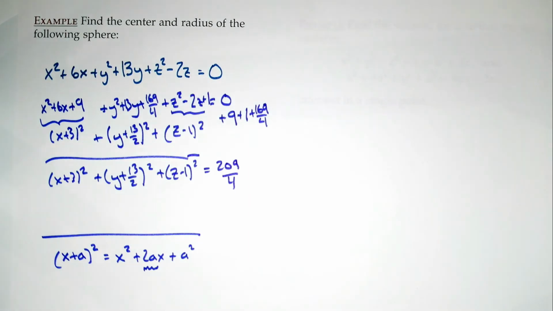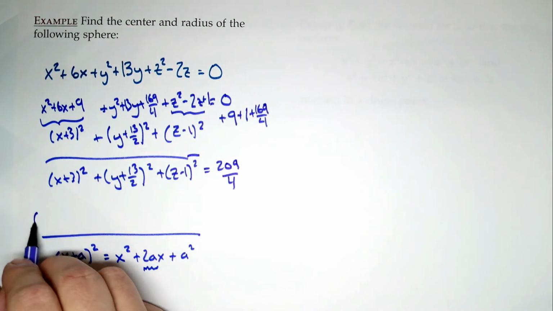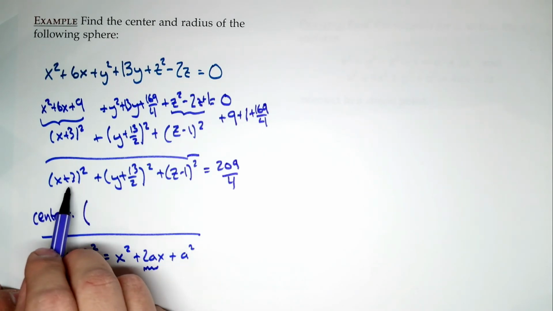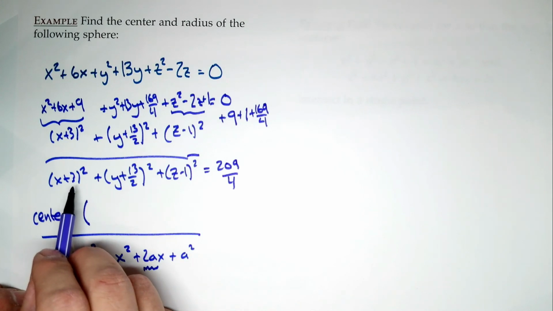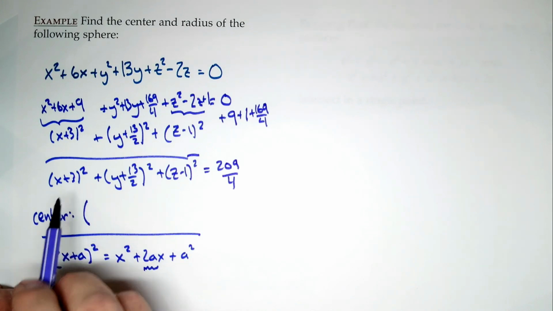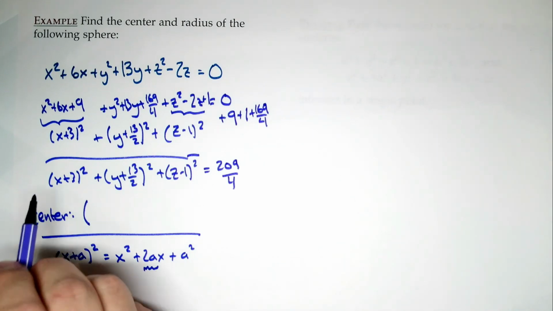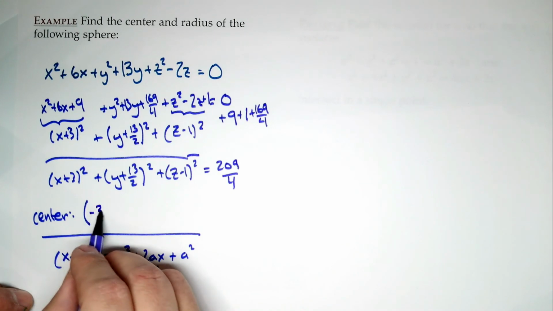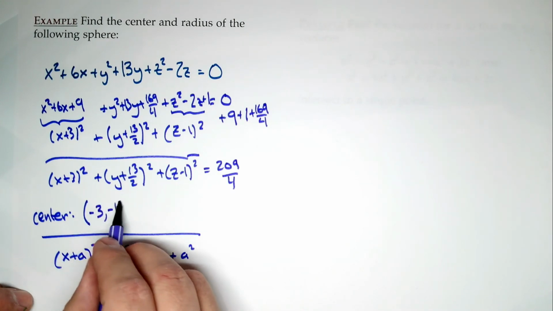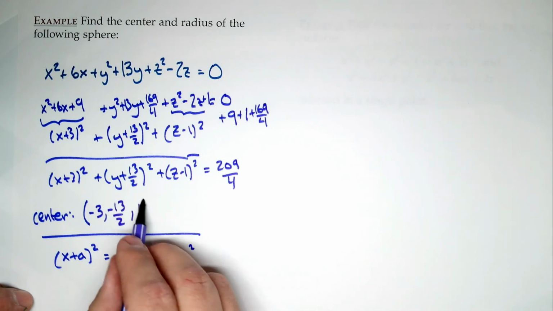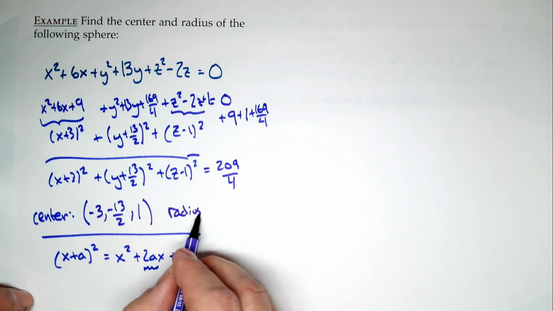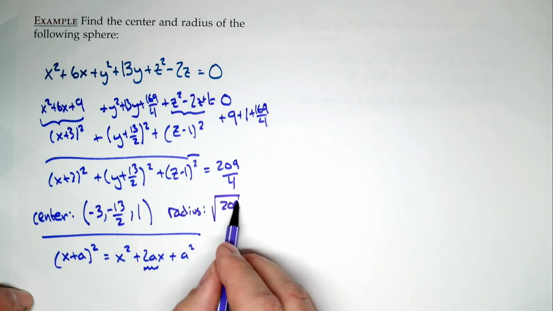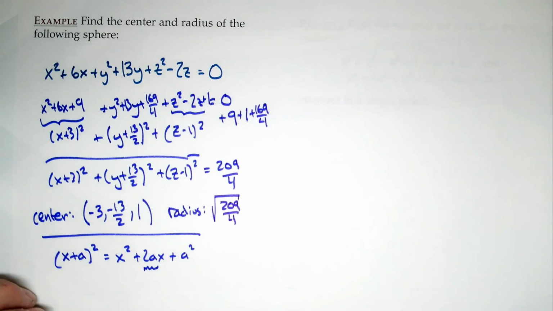Okay. What's my center? Negative 3. Wait, this says plus 3. Yeah, you remember it's x minus h, right? So it's not x plus 3. It's really x minus negative 3. So it is (-3, -13/2, 1). What's my radius? Yeah, square root of 209/4. And square root of 209 is not nice. So we'll just leave it like that.